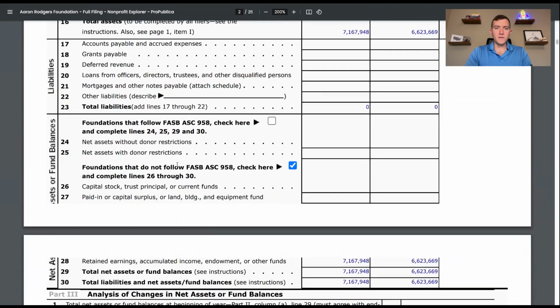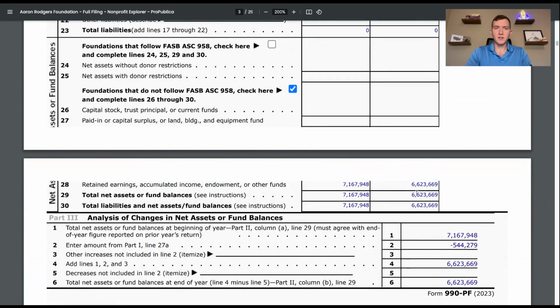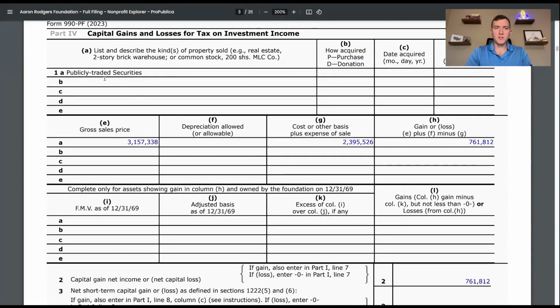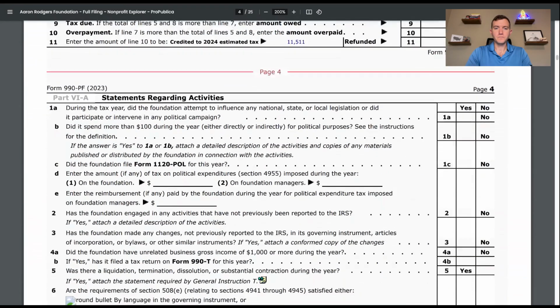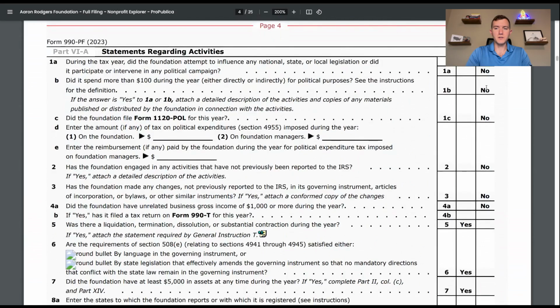You will see that they do not follow ASC 958. So this is checked and it's very clean here. Here we have the publicly traded securities, and these numbers match up to what we saw up above. $3 million gross, $761,000 gain. Here's the excise tax for the foundation. You can see all the no.